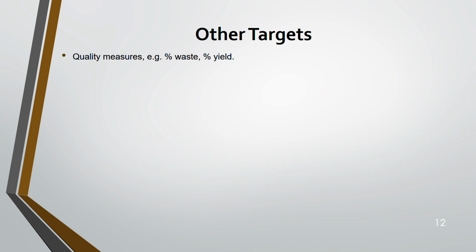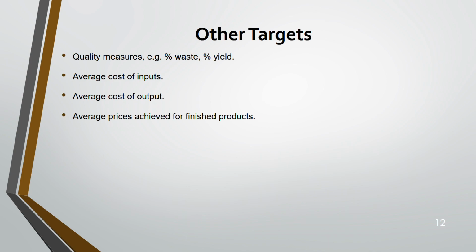Now, other targets. Other than variance, there are other ways you can control quality. How? You can use quality measures. For example, you might have an aim to reduce the waste by a certain percentage, or a yield you might want to increase by a certain percentage. Next, we might have average cost of input as the target, average cost of output, average price achieved for finished products, and average margin.